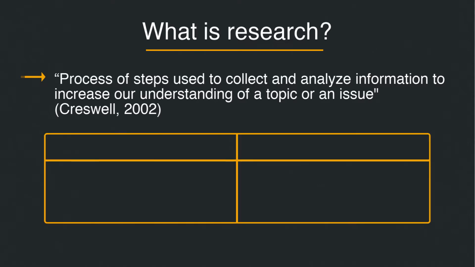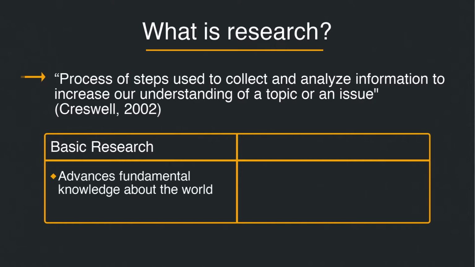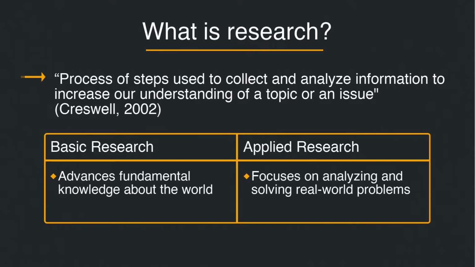There are two main types of research. The first is basic research. Its goal is to advance fundamental knowledge about the world. The second type is applied research, which focuses more on analyzing and solving real-life problems. Patient-oriented research falls under applied research.